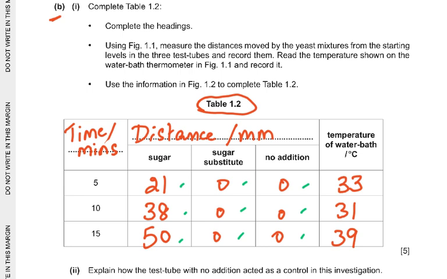So headings: time in minutes, and distance for the yeast mixture above the starting level, or you could have said distance in millimeter. And the temperature, please do not write the units. Do not write millimeter here. If you wrote that, that's a -1. Or if you wrote here degrees Celsius, well, that's again a -1. So we don't want any units.